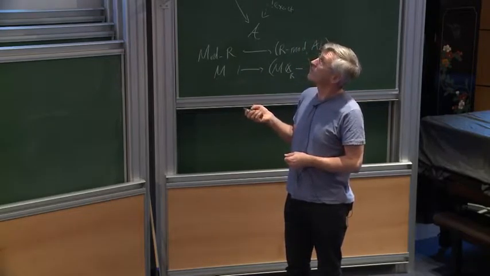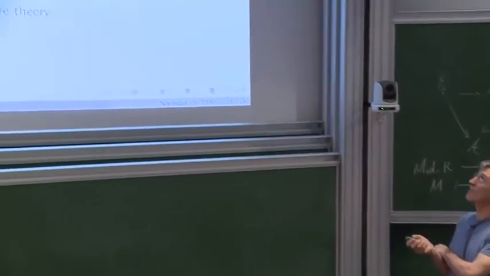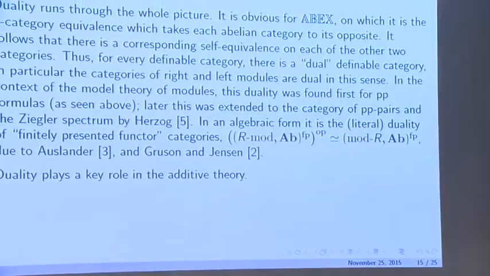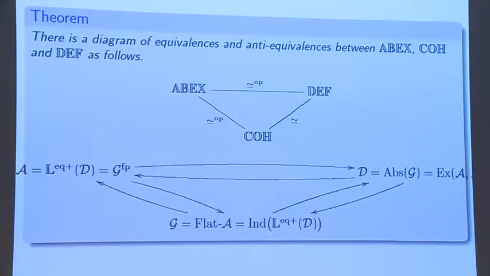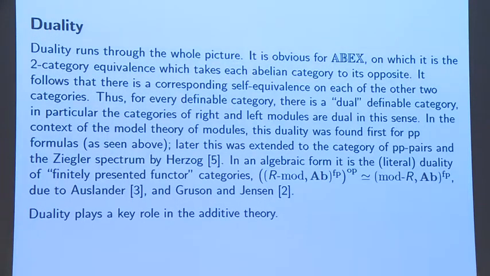Before that, duality: just point out duality runs through the whole picture. I'll flip back to the picture for a moment. There, you have an obvious duality: take any abelian category to its opposite. That transfers to the whole picture through these equivalences. So for every definable category, there's a dual definable category, which for right modules is left modules. And for the locally coherent categories, that was what Roos called, I think, the conjugate category.